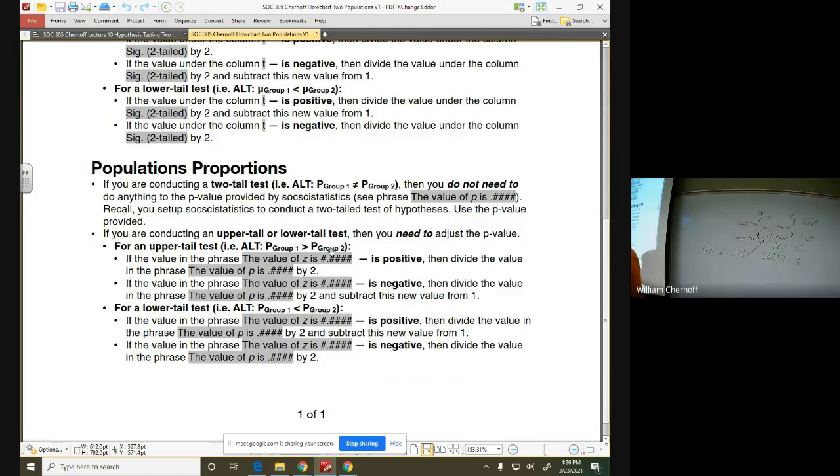So if the value of z is some number and it's positive, which it is, we're going to divide the value of p by 2, and then subtract this new value from 1. So our true p-value in this case is going to be equal to 1 minus 0.0587 divided by 2. And this is going to come out to be a large p-value.